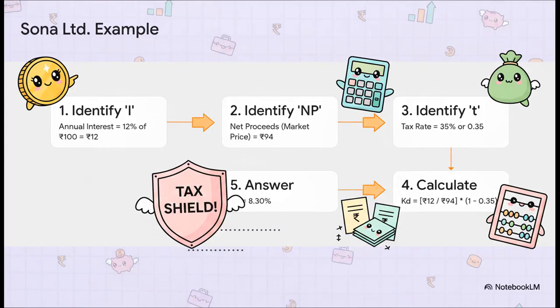Let's try this with the Sona Limited example from your textbook. The annual interest, I, is 12 rupees. The net proceeds, NP, is 94 rupees. And the tax rate, T, is 35%, or 0.35. We just have to plug those numbers right into our formula, and after a quick calculation, we get an after-tax cost of debt of 8.30%. That's the real cost per year for Sona Limited. See? Not so bad. Excellent.